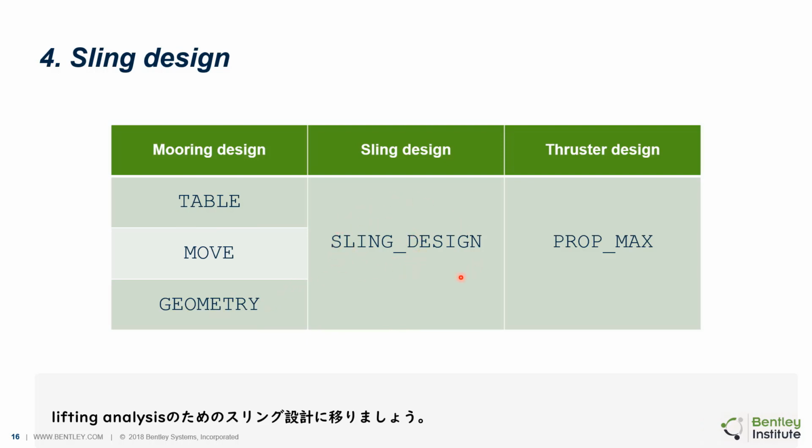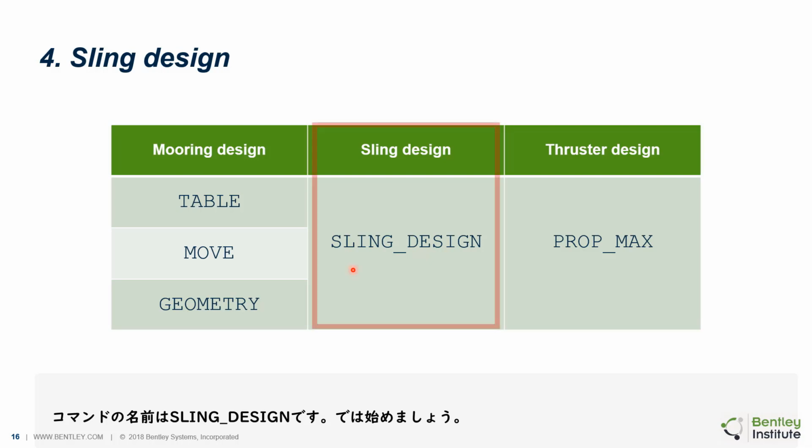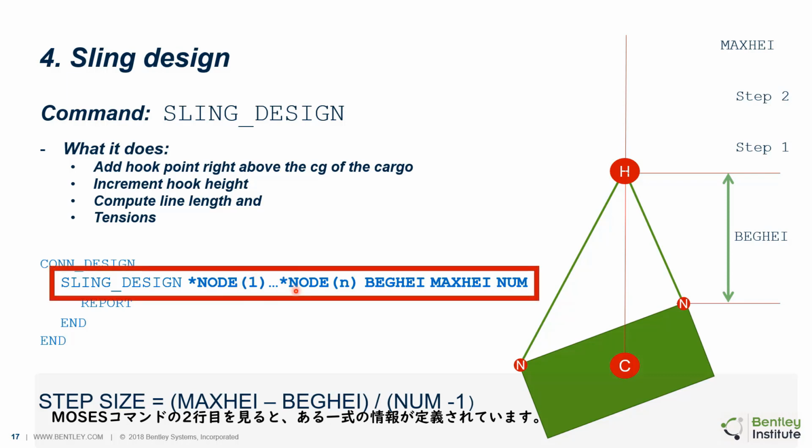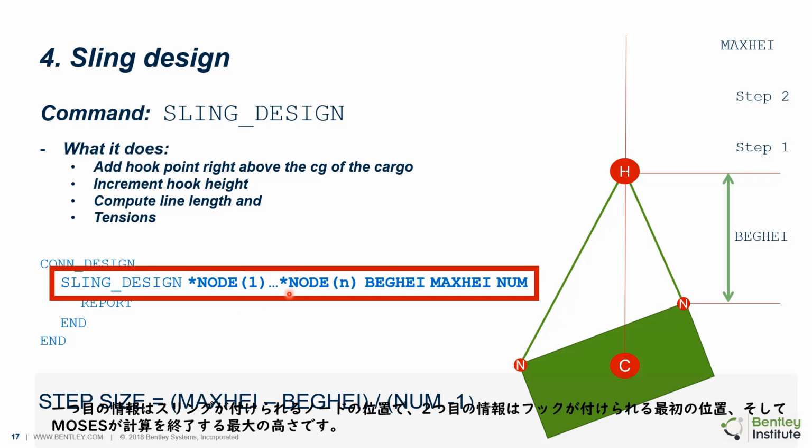For the lifting analysis, the name of the command is sling_design. Let me start again. This command is to help the design of lifting slings. First of all, let me explain the syntax of the command. If you look at the second line of the MOSES command, here, a set of information is defined on the command. The first set of information is the node information the slings will be attached to.